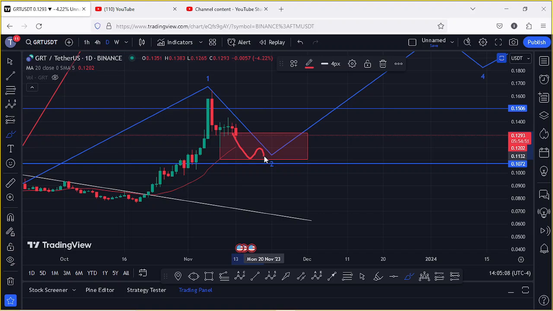$0.1072 mark, then that will be suggesting that GRT might come to give us a retest of this descending trend line before we can start gearing up once more to the upper side, breaking above resistances again. So that is what we need to have in mind in the next coming hours here on the GRT chart.